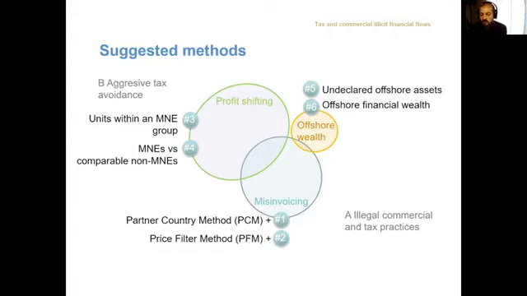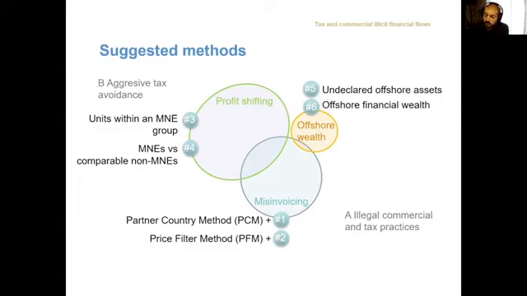So for the trade misinvoicing, we have the partner country method, which reviews bilateral discrepancies in reported trade flows. We have the price filter method that builds on identifying abnormally priced transactions to identifying the signs of the IFFs.